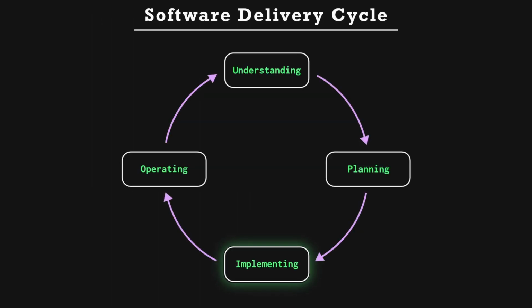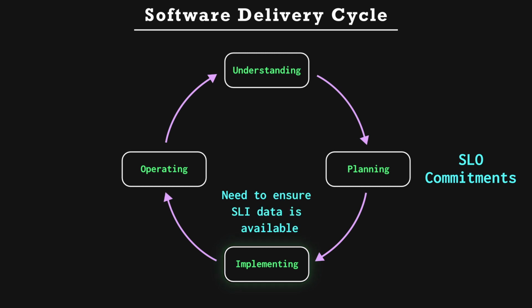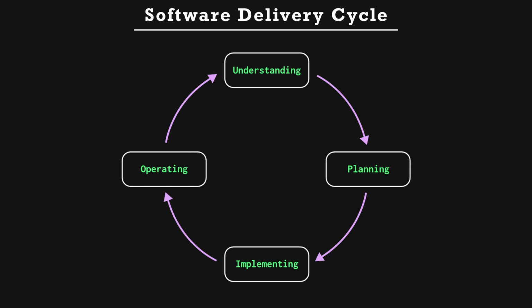In this phase of development, it's clear to see that when we implement a feature or change existing code, we should do so based on some type of plan. That plan should include SLO commitments, and most importantly, account for the specific SLIs that we'll need. Now, let's cover the next phase of software delivery and how it relates to SLOs. Operations.